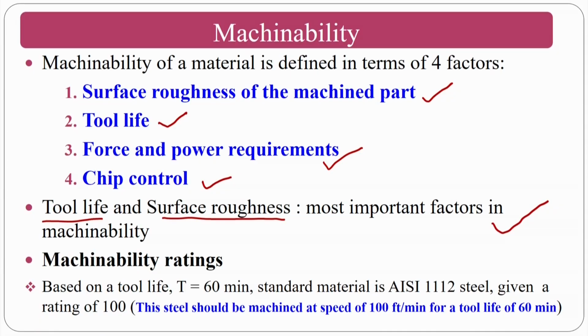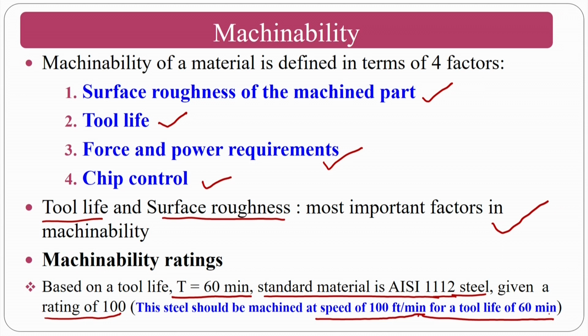And you choose that particular workpiece material and tool material combination. Just the machinability rating, as you have seen: if the T60 minutes standard material, AISI 1112 steel, is given, normally the rating is 100, and this steel should be machined at a speed of 100 feet per minute. Normally the textbook which we followed is an American one, so here it is taken in feet for the tool life of 60 minutes. This is what the machinability rating is.